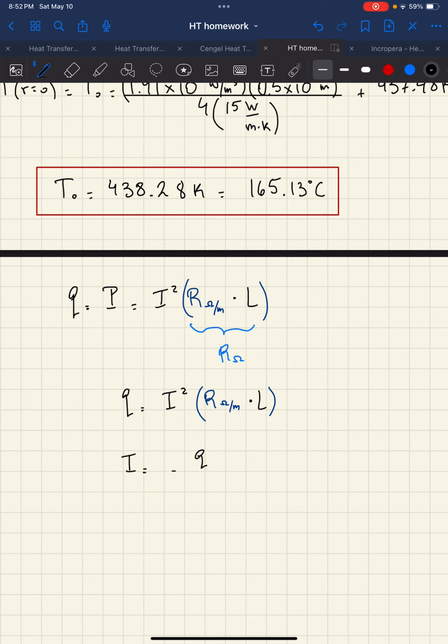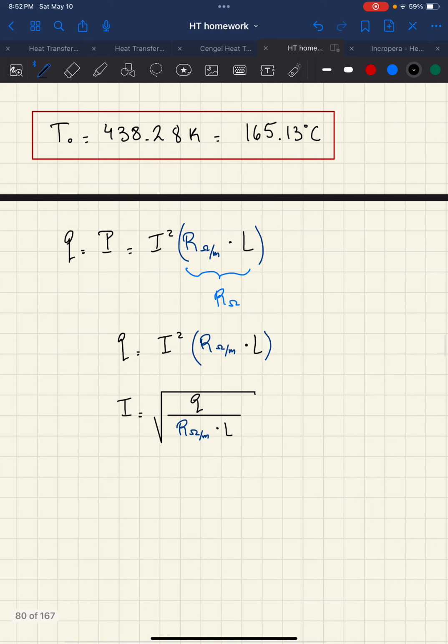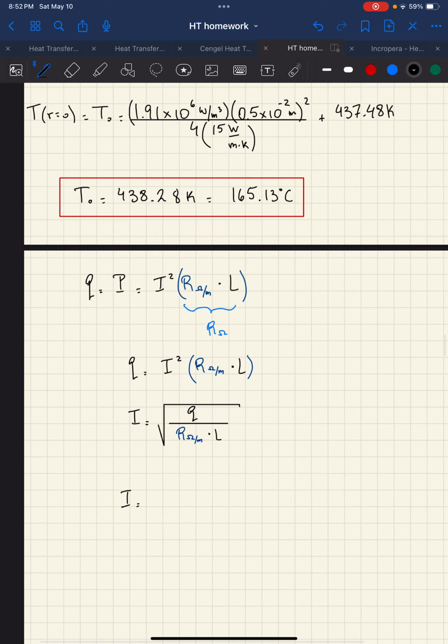So I is Q per resistance in units of ohm per meter times length L. And this whole thing needs to go in a square root. And there you go. So let's plug in the numbers. Actually, I can plug them in here.